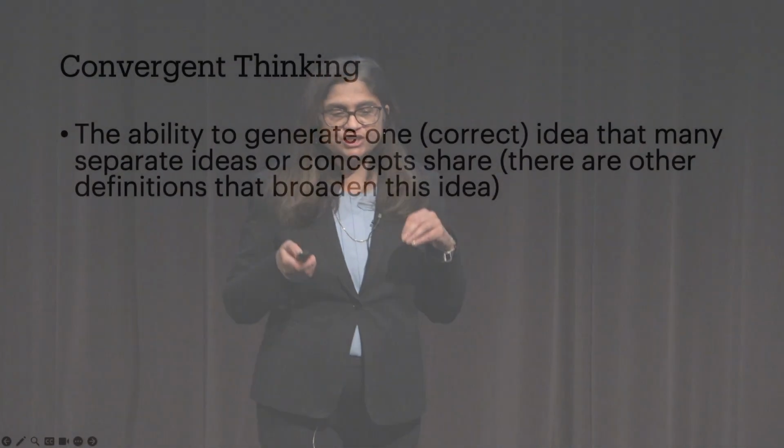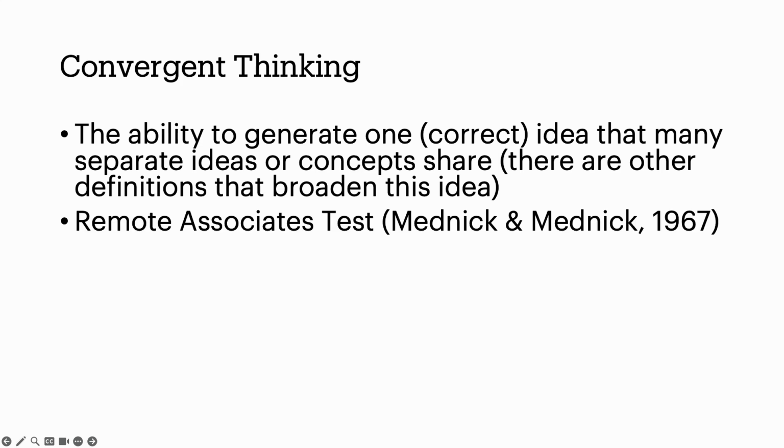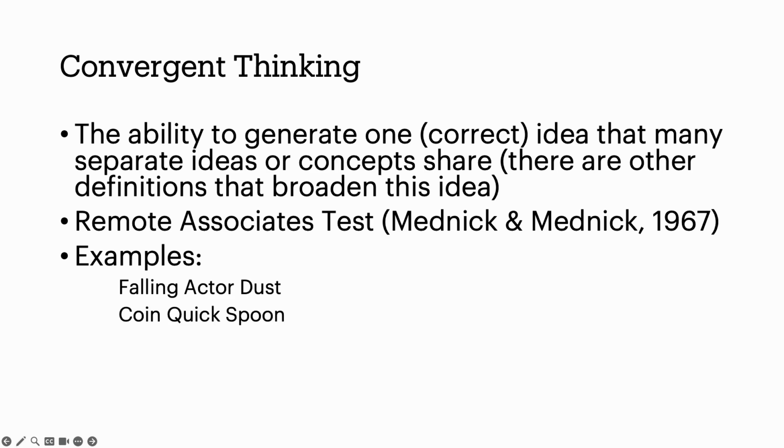Okay, these were great responses. Convergent thinking, on the other hand, is the ability to generate one correct idea that many separate ideas or concepts share. So a classic measure of convergent thinking is the remote associates test. And in this test, you hear three words and you have to say what word they all have in common. So here's an example: falling, actor, dust. Good. Star.